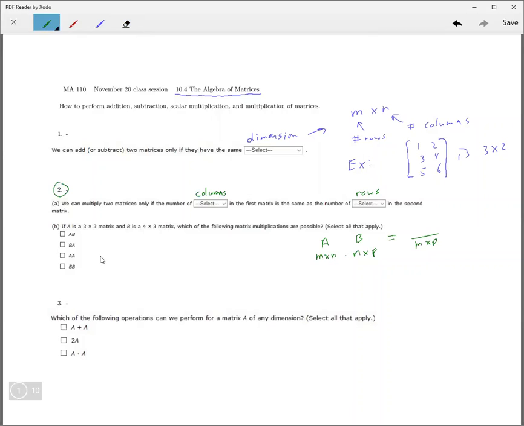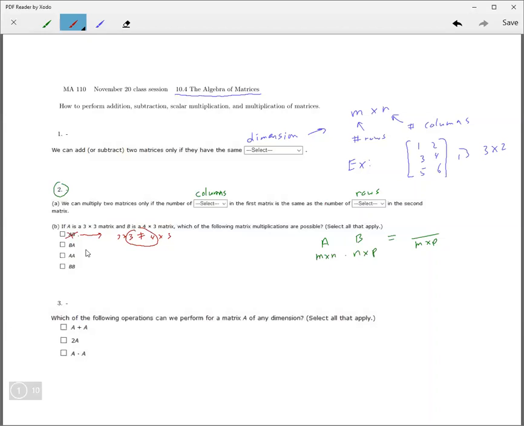So let's go through a few concrete examples here. So A is 3 by 3, and B is 4 by 3. So in this first one, you'd be multiplying a 3 by 3 matrix with a 4 by 3 on the right. So 3 by 3 times 4 by 3. These are not the same, so this would not work.